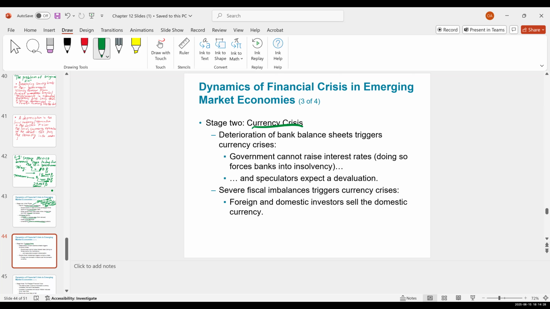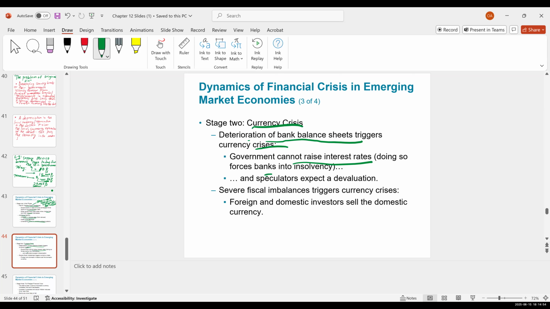Okay. And then banks that had borrowed in foreign currency, they will see their deterioration in what? Banks in Mexico that borrowed, say, from the US, or even the government itself that might have borrowed from the United States, saw their balance sheets going down with the currency crisis, the value of their currency deteriorating or depreciating. So the government cannot raise interest rates in a bad economy. Doing so is going to force banks into insolvency.